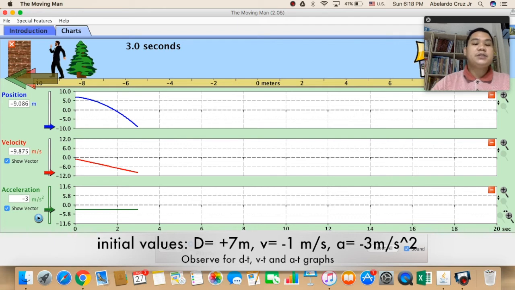And on the position-time graph, it is curved but in a negative direction. So therefore, this is how you compare the position-time graph, the velocity-time graph, and the acceleration-time graph if we have negative velocity and negative acceleration.